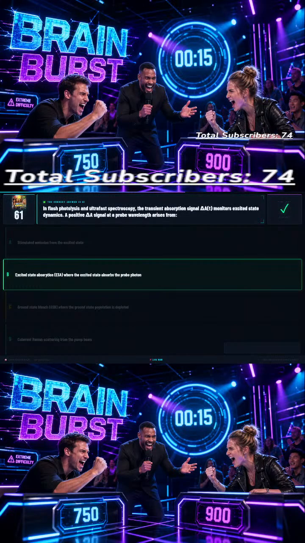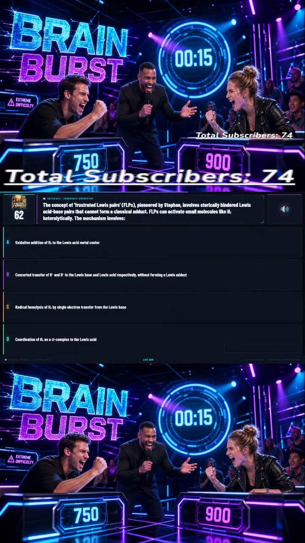Time's up. The correct answer is B, excited state absorption, ESA, where the excited state absorbs the probe photon. Question 62. The concept of frustrated Lewis pairs, FLPs, pioneered by Stephan, involves sterically hindered Lewis acid-base pairs that cannot form a classical adduct. FLPs can activate small molecules like H2 heterolytically.